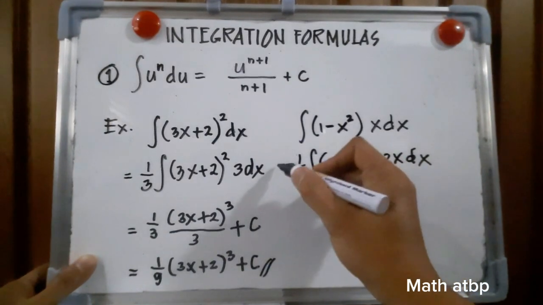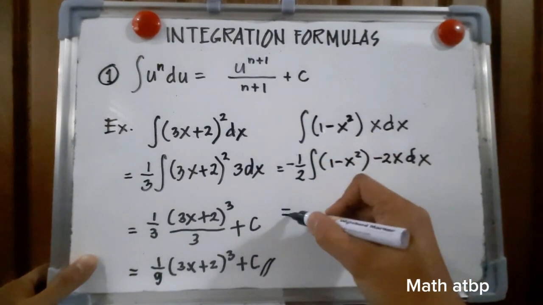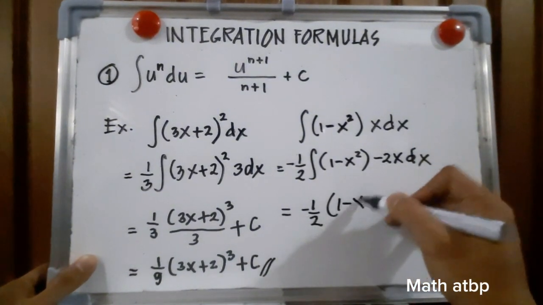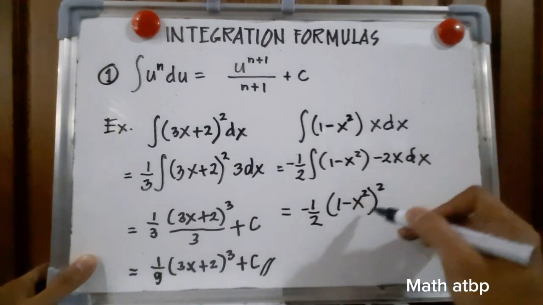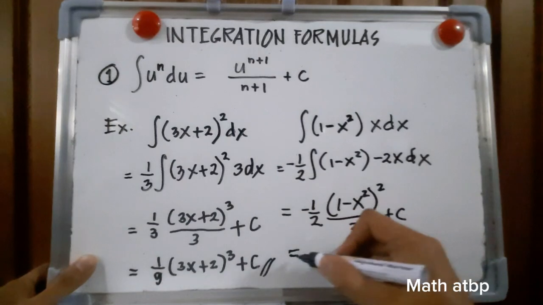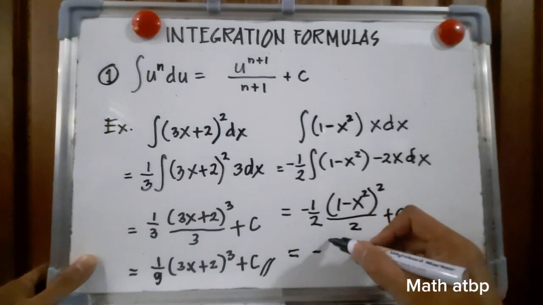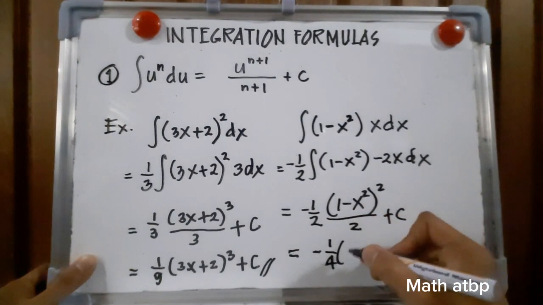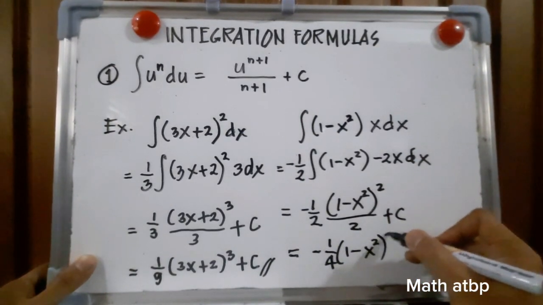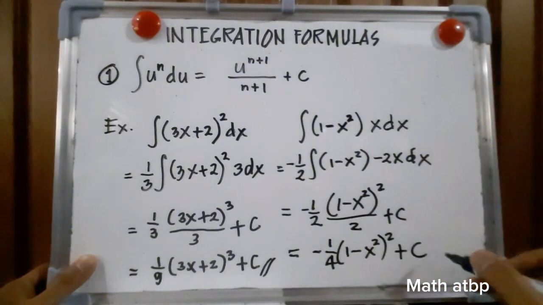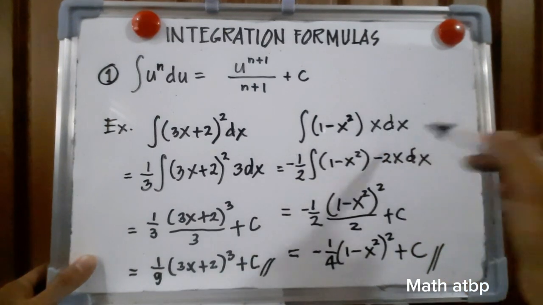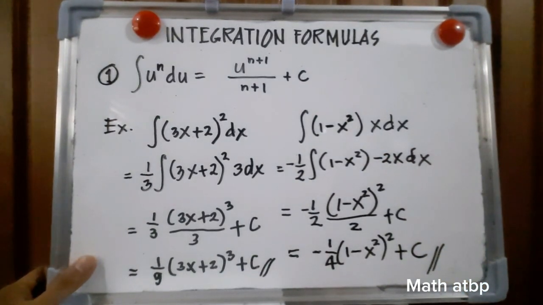Okay? So, finally, we have here negative 1/2 of 1 minus x squared raised to 2 over 2 plus c. Finally, it is equal to negative 1/4 of the quantity 1 minus x squared raised to the second power plus c. That is the integral of the quantity 1 minus x squared closed quantity x dx. I hope you can follow.